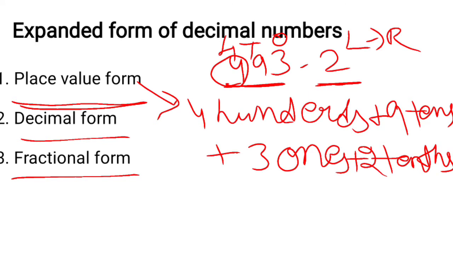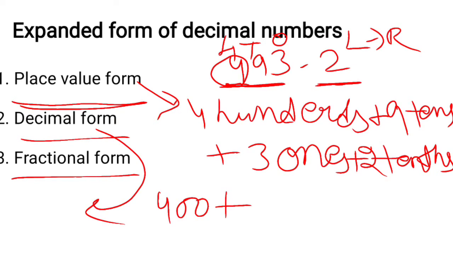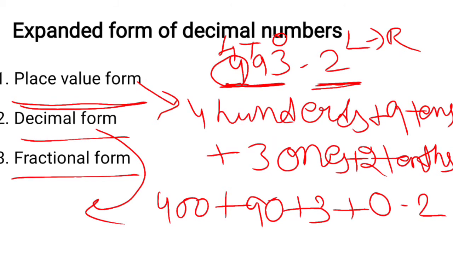Now how can we write the same number in decimal form? In decimal form, this is on the hundreds place, so we will put 400, then plus 9 on the tens place, so we will put 90, and 3 is on the ones place, so we will put 3 as it is. And then for this decimal part, what will we do? We will write just 0.2. This is our decimal form.